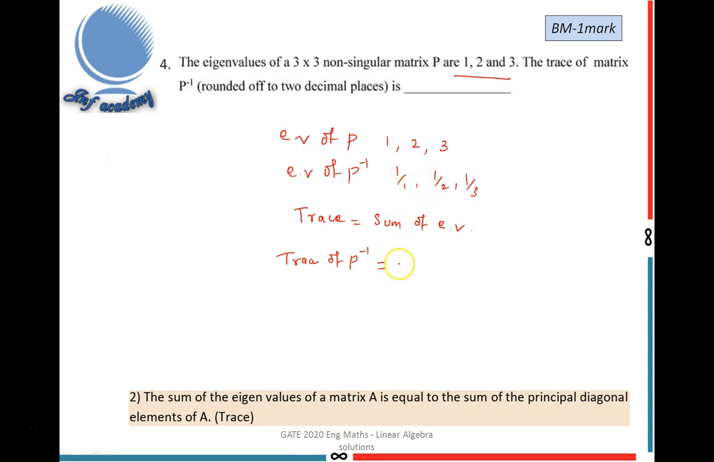What are the eigenvalues of P inverse? 1 plus 1 by 2 plus 1 by 3. Adding these three numbers, we can get the answer. 6, 6, 3, 2. This is equal to 11 by 6, 1.8333, etc. But the answer is rounded off to 2 decimal places. So the final answer is 1.83.